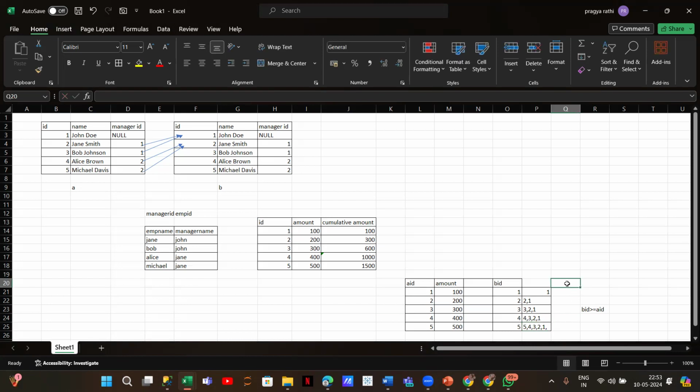Now I will have the sum of the amount of my AID. Okay. So now I have these IDs. What is the sum for one ID? Only I have 100, so nothing will be added. What about this one, 2 and 1? What will be the sum of that? I have ID 2 and 1 here. 300, right? So 300 will be the sum.